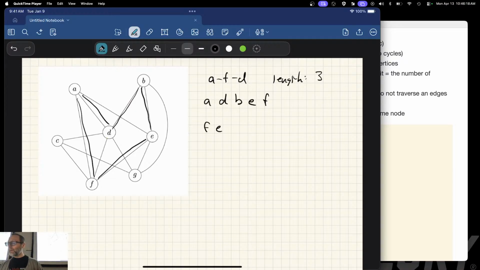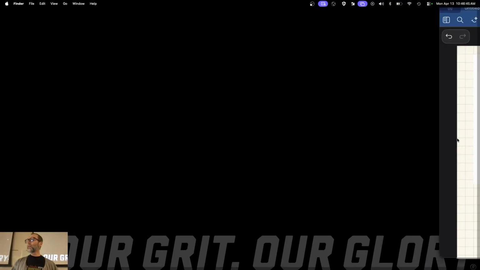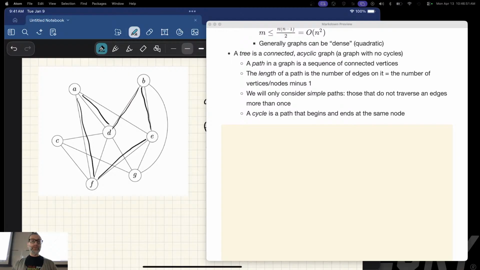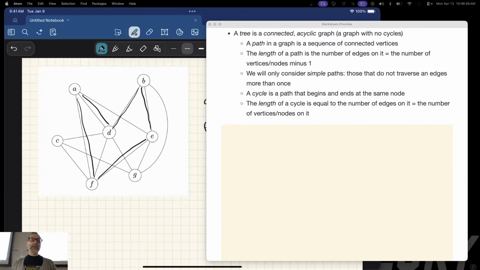So you could say F to E to B to D to A. That's the same cycle. You could also start at a different location. I could start at F here instead, and I could go from F to E to B to D. Or I guess I did start at F, didn't I? Let's go ahead and start somewhere else then. Let's start at B to E to F to A to D. And that's the same as that cycle right there. Those are all the same cycles. So the length of a cycle is equal to the number of edges on it, which is equal to the number of vertices or nodes on it. It also has to be connected.